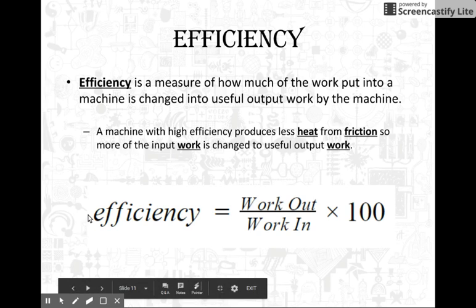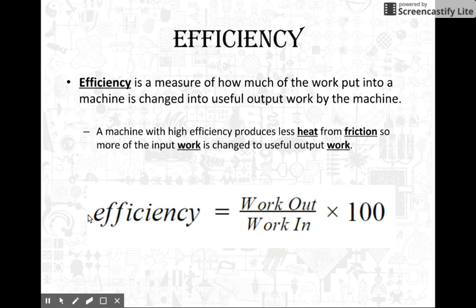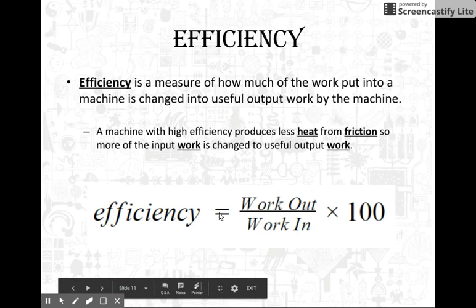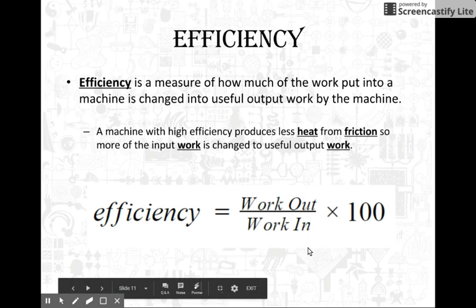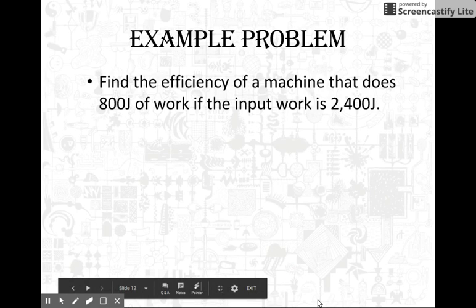Okay, but we can calculate the efficiency of any machine by using this equation. So our efficiency is equal to the work out divided by the work we put in times 100. So times it by 100 at the end will give us a percentage. So the closer we are to 100%, the more efficient our vehicle or our machine is. So let's calculate this one.